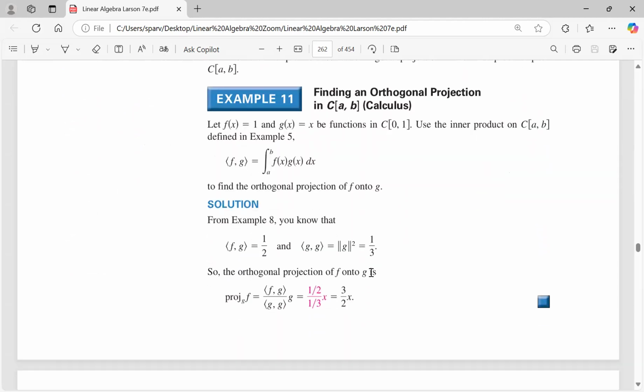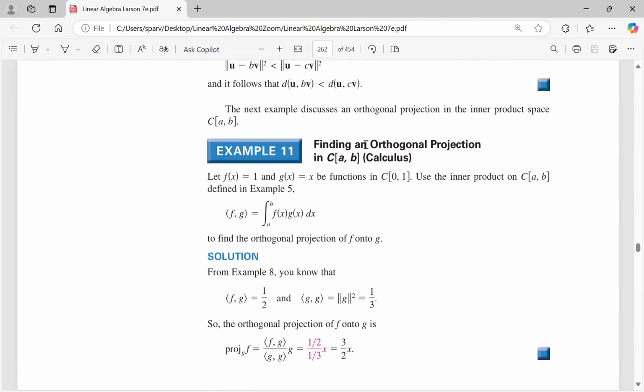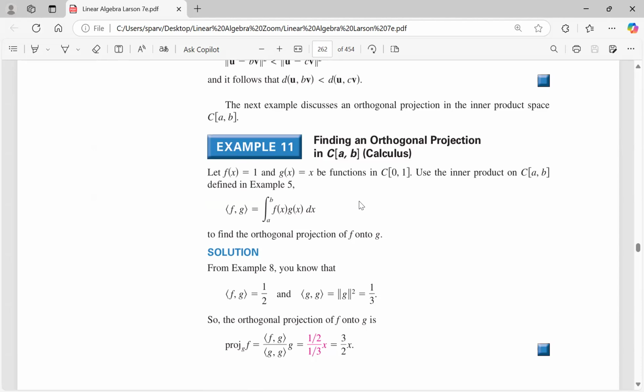Now, this is something interesting, folks: orthogonal projection of integrals. And let me also say, a lot of what we look at with non-standard, non-Euclidean inner product spaces are really abstract ideas. They don't have geometric interpretations.